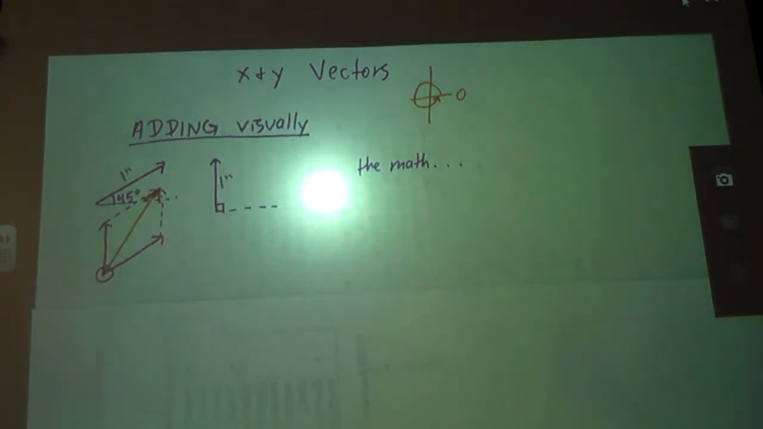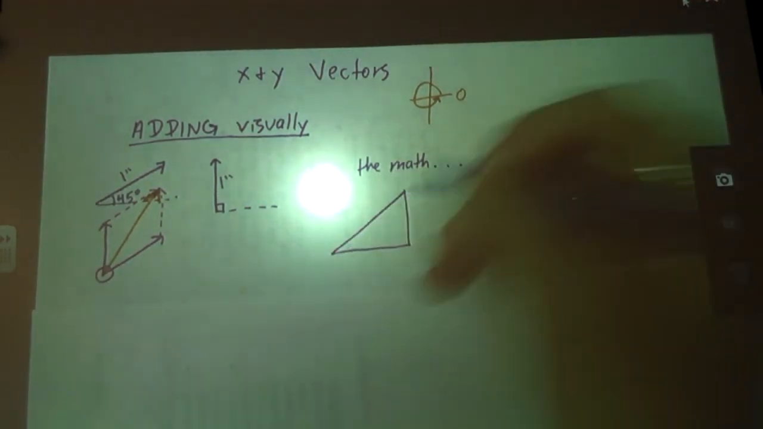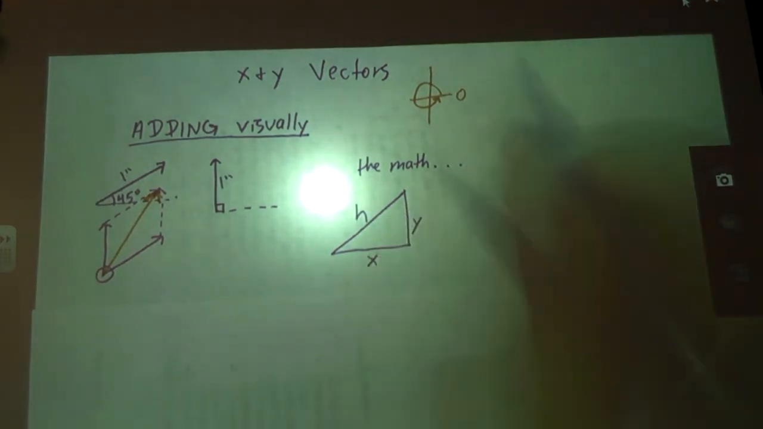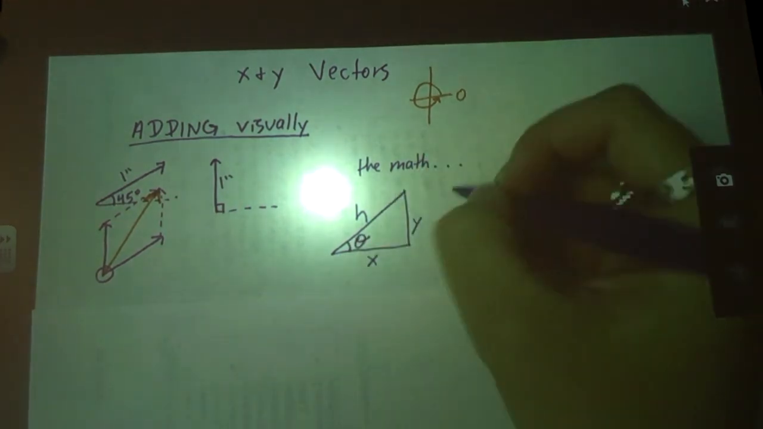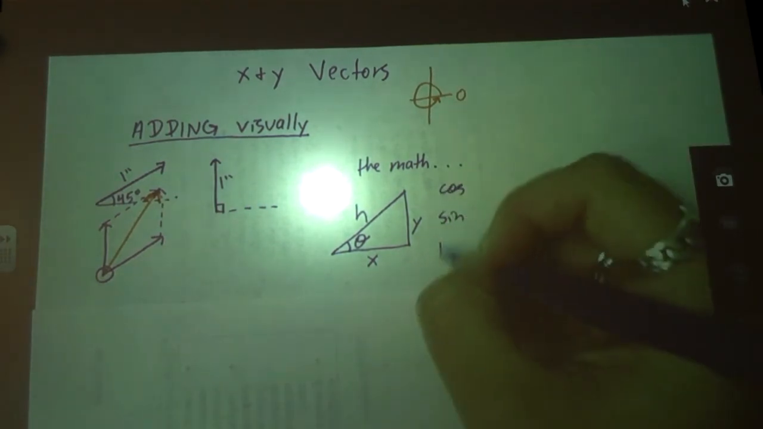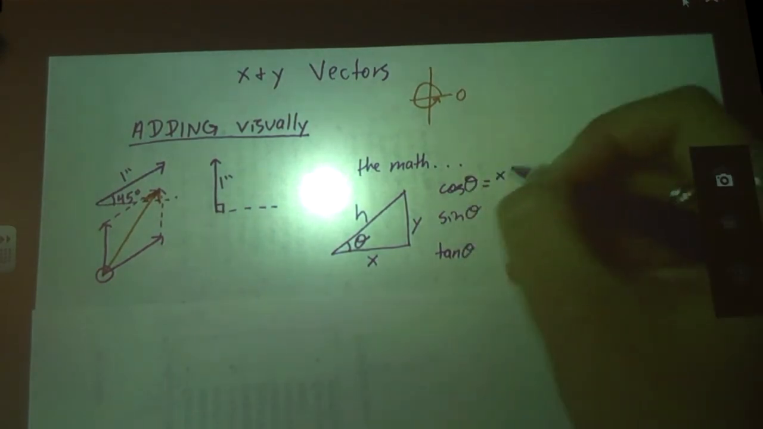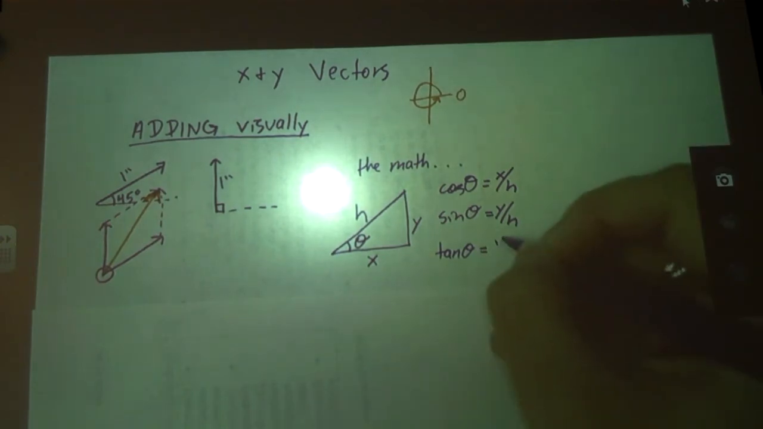The math is a little bit more difficult because we have to bring in some trig stuff. In case you forgot, basic trig functions. We have an x side, a y side, and a hypotenuse. If I'm talking about this angle here, I can talk about cosine, sine, or tangent. Cosine is x over hypotenuse, sine is y over hypotenuse, and tangent is y over x.